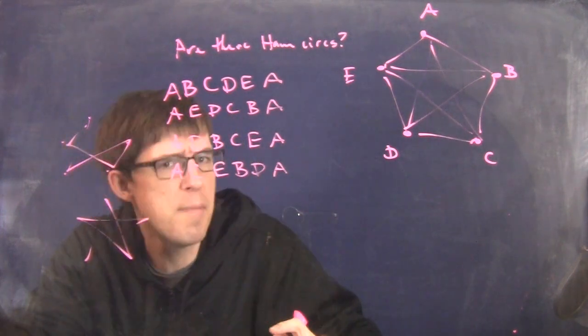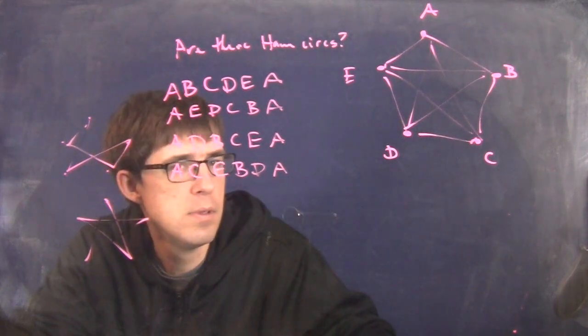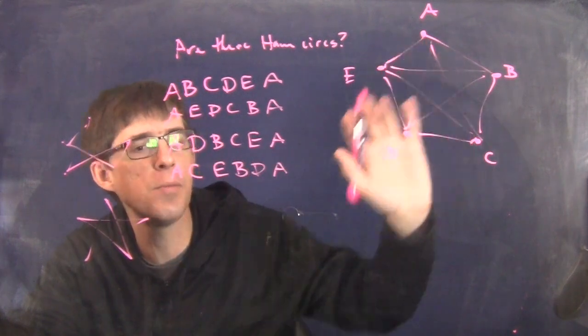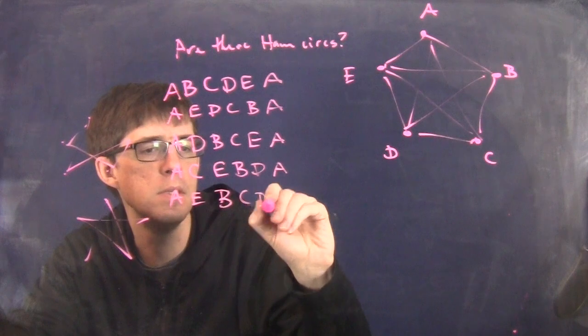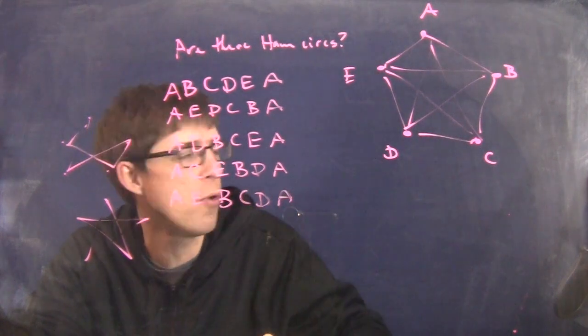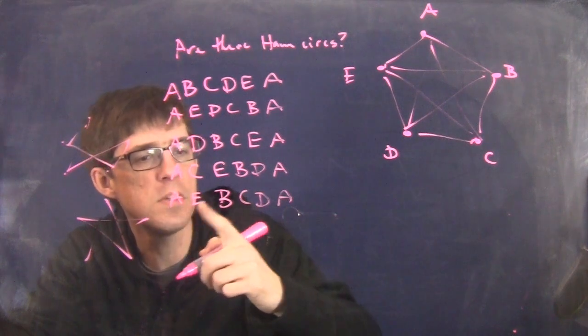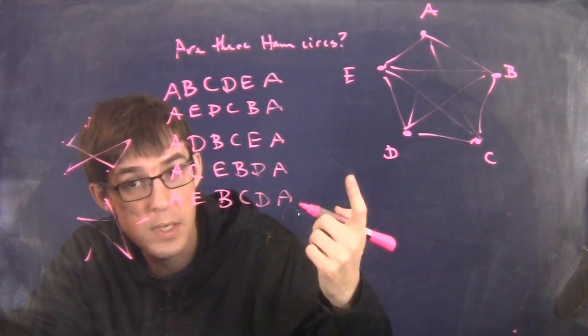Actually, would you believe me if I said any way you write these letters down will be a Hamilton circuit, right? Like, I'm just going to invent one. I'm not even looking at the picture. How about A, E, B, C, D, A? I just wrote some ordering. That is going to be a Hamilton circuit. It starts and ends at A, so it's definitely a circuit. It hits every vertex, so it's a Hamilton circuit.